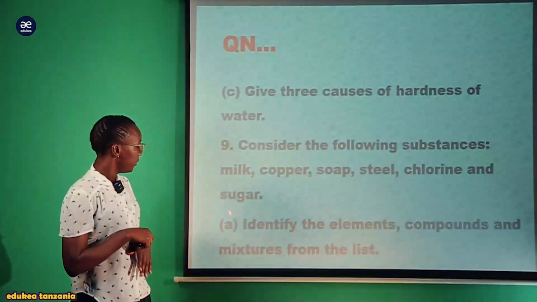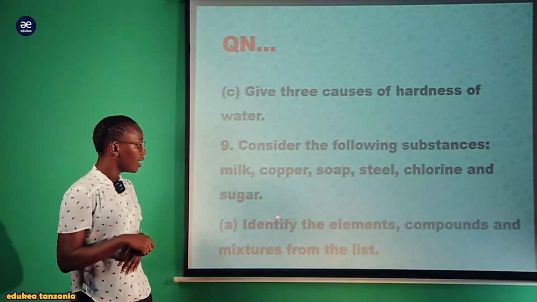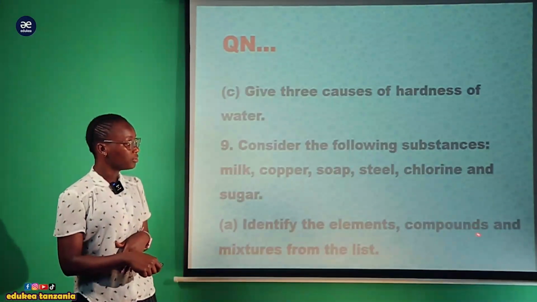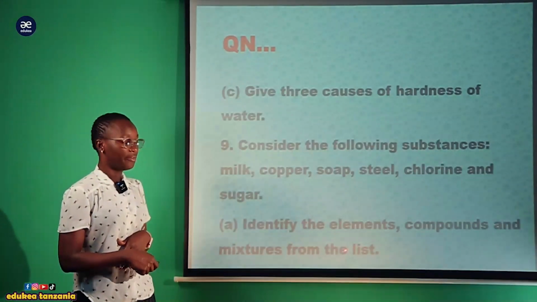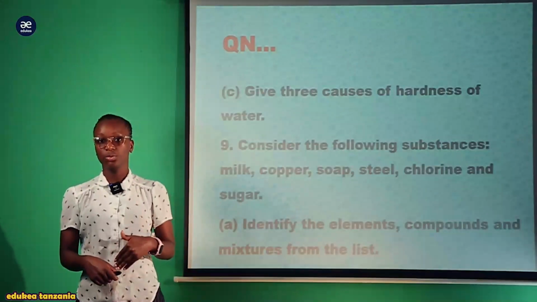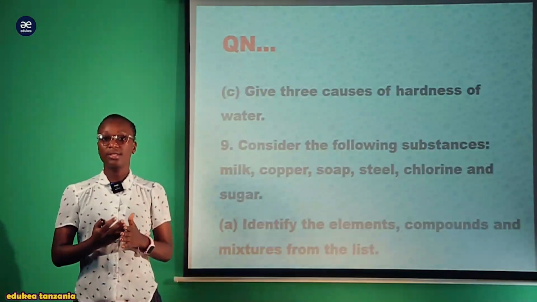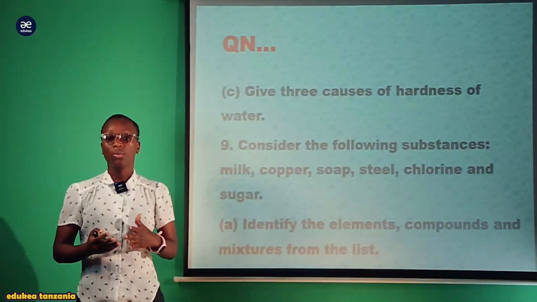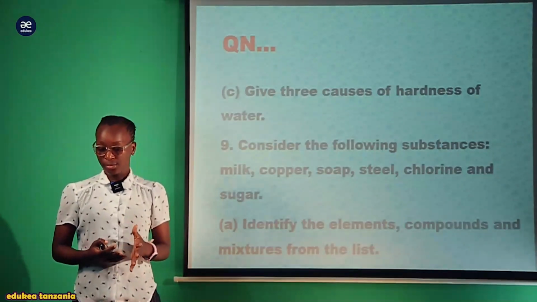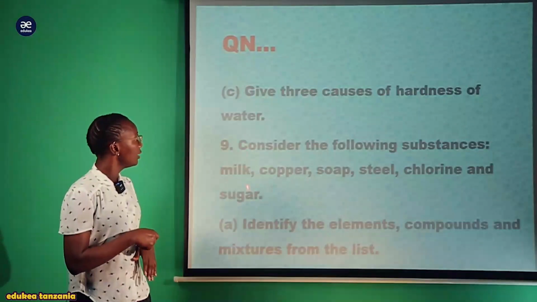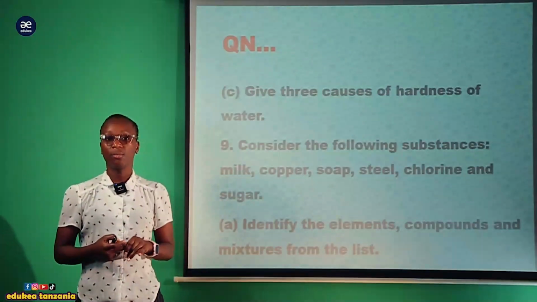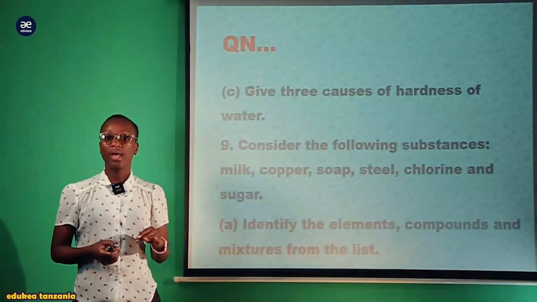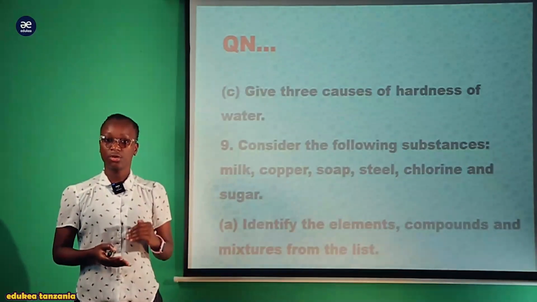The question part A states that identify the elements, identify the compounds and the mixture from the list. Kwamba umepewa hiyo list ya vitu lakini sasa unataka identify which one are the element, which one are the compound and also which one are the mixture. My student, hili swali linatoka kwenye topiki ya form 1 ambayo ni element, compound and mixture. So also you are required to have a knowledge of this concept.